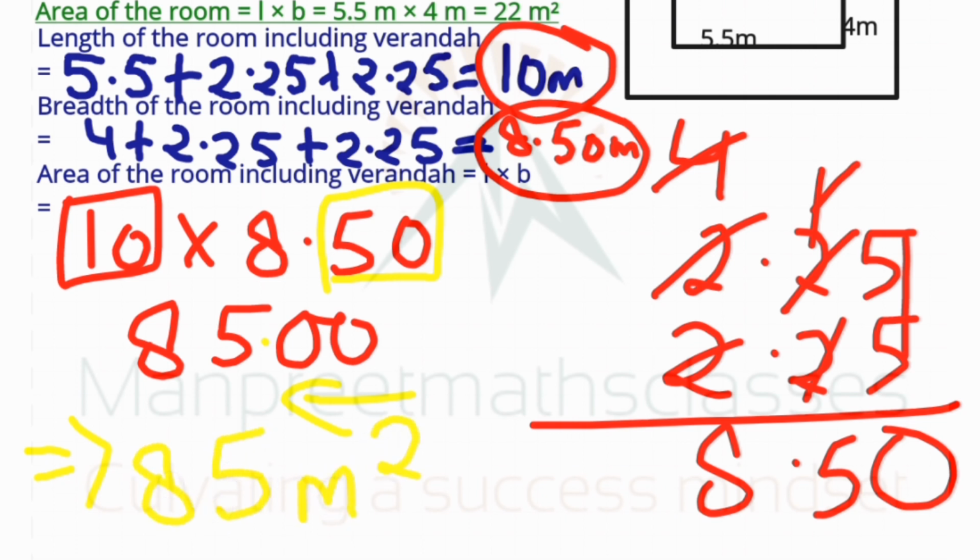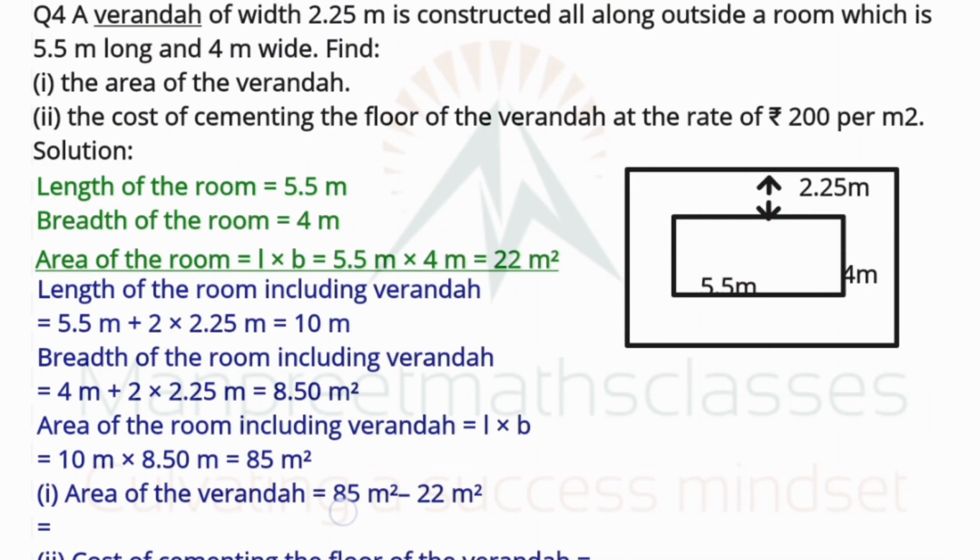We are having both area of room including veranda and area of room. Now we will subtract them to find area of veranda. Area of veranda is 85 meter square minus 22. So 5 minus 2, 3 and 8 minus 2, 6. 63 meter square is area of veranda.